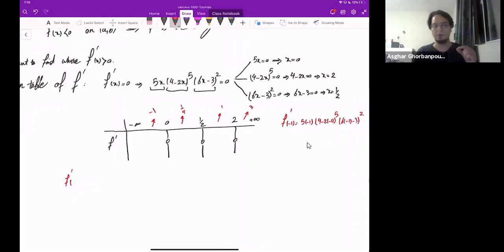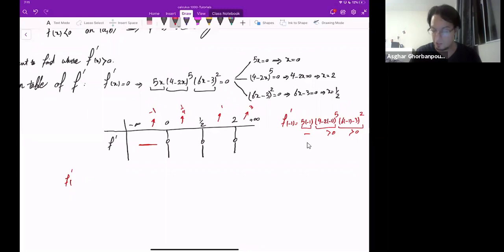An important thing here is that when you see a square or any even power, no matter what is inside, it's going to be positive, if it is not zero. Here, this is 6 to the power 5. This is going to be a positive number as well. But this factor here is negative. So the sign of f prime on that interval is going to be negative.